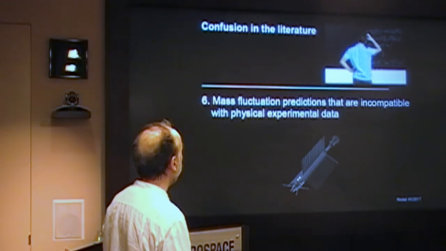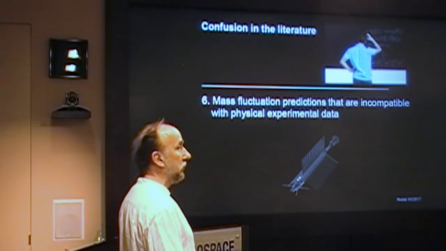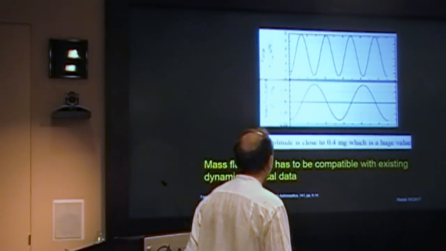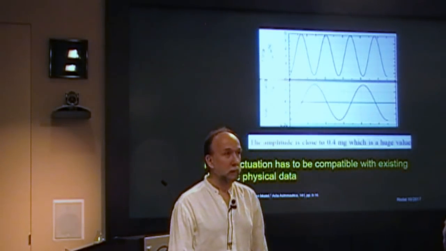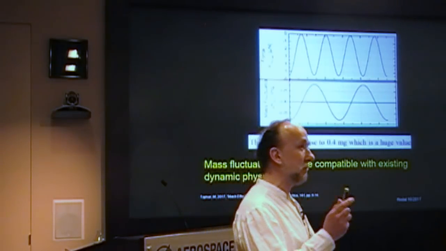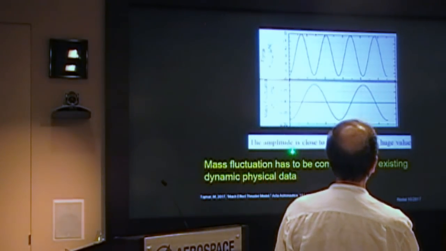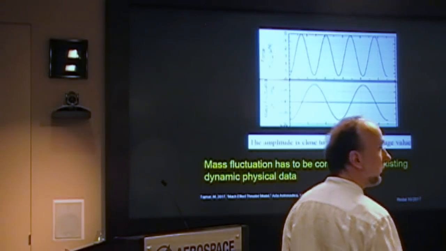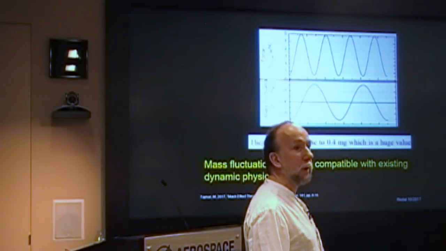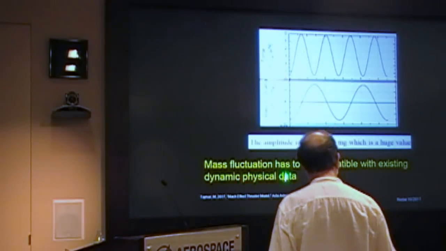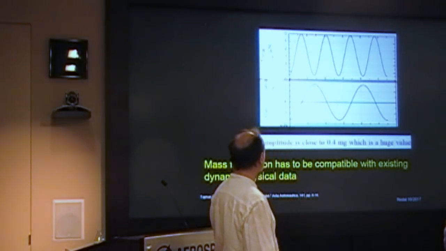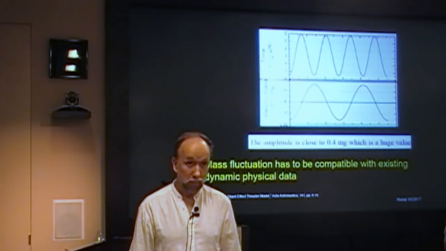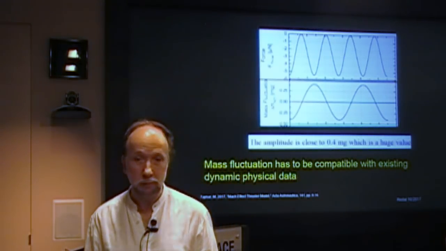Number six, confusion. Mass fluctuation predictions that are incompatible with physical experimental data. This is a prediction where the author did a great thing here. I love it. This is honesty. He said the amplitude of the mass fluctuation is close to 0.4 milligrams, which is a huge value. I agree, it's a huge value. It doesn't make sense. The mass fluctuations have to be compatible with existing dynamic physical data. This value doesn't make sense.